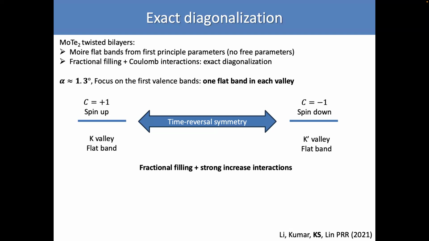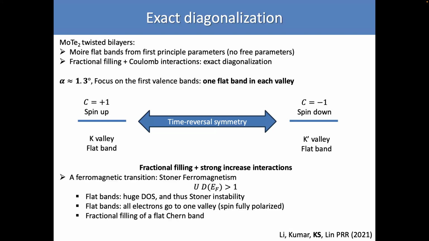Okay, so let's look at the fractional filling and the repulsive interaction. What's going to happen? The first thing we observed in the numerical simulation is ferromagnetic order. And this ferromagnetic order is not unexpected at all. It's just Stoner ferromagnetism. Because the flat band has a large density of states, the Stoner criterion can be easily satisfied, even if we just have a little bit of interaction. And because the Stoner criterion is satisfied, we have a ferromagnetic transition.